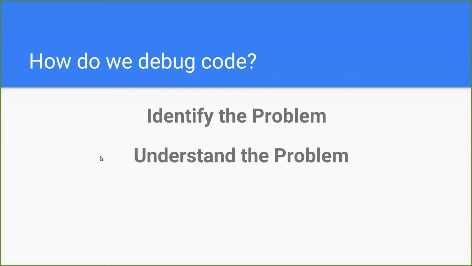And the final step here is implement a solution. So this is where you change the code in order to eliminate the bug that was causing the issue. If you follow the first 2 steps and correctly identified the problem and clearly understood it, this part should hopefully be relatively easy.